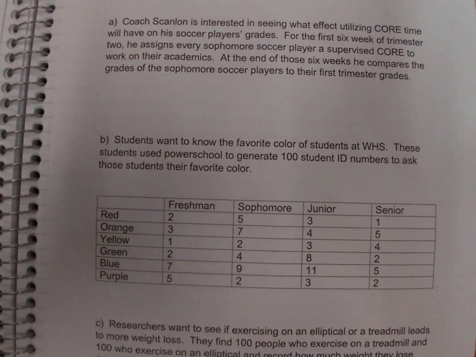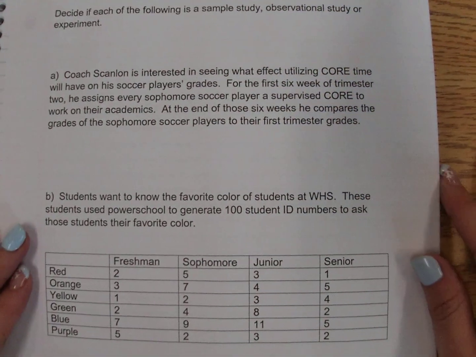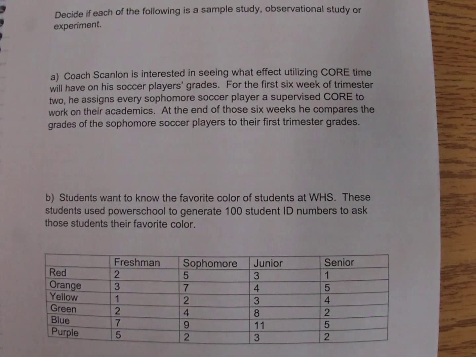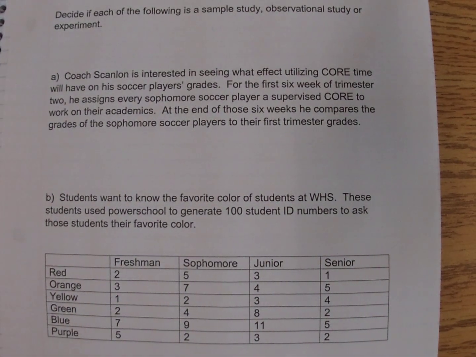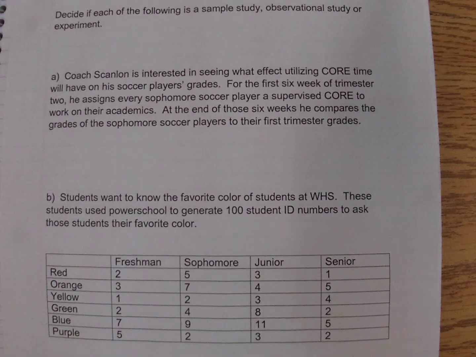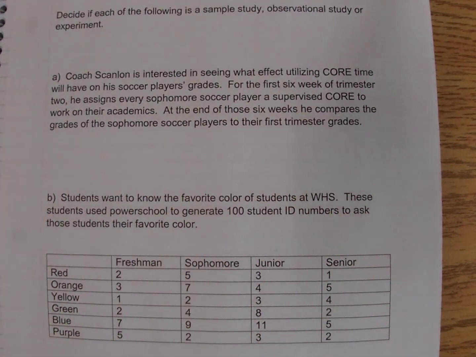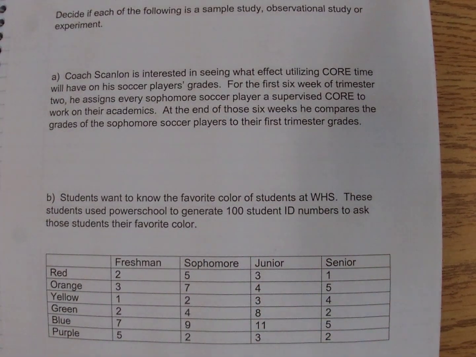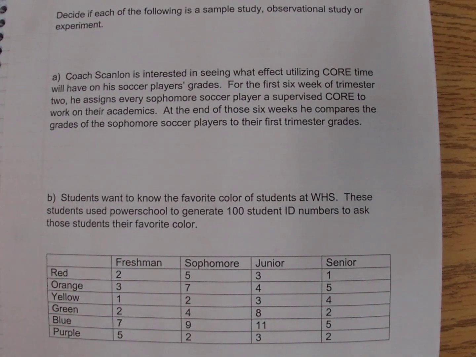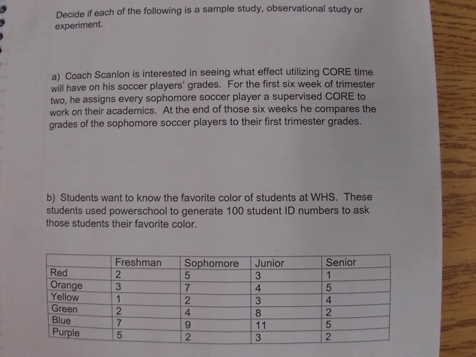So let's look at a couple examples over here and see if we can decide what type of study it is and maybe if there's any inferences that we can draw. Okay, so in option A here, Coach Scanlon is interested in seeing what effect utilizing core time will have on his soccer players' grades. For the first 6 weeks of trimester 2, he assigns every sophomore soccer player a supervised core to work on their academics. At the end of those 6 weeks, he compares the grades of the sophomore soccer players to their first trimester grades.